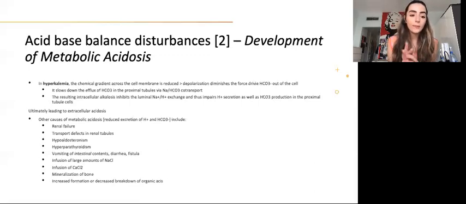Now, it can also be due to vomiting of intestinal contents, diarrhea or fistulas. Infusion of large amounts of sodium chloride can lead to acidosis because extracellular bicarbonate is diluted in this way, and also the expansion of the extracellular space inhibits the sodium-hydrogen exchange in the proximal tubules, as a result of which not only sodium absorption in the proximal tubules, but also hydrogen secretion and bicarbonate absorption is impaired.